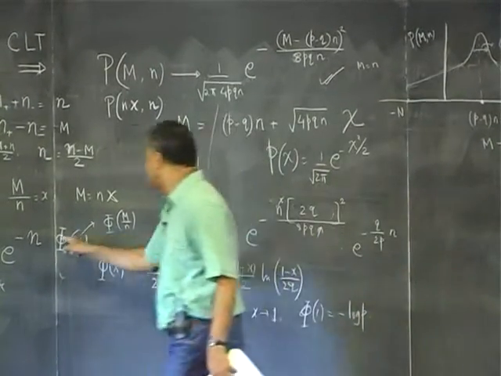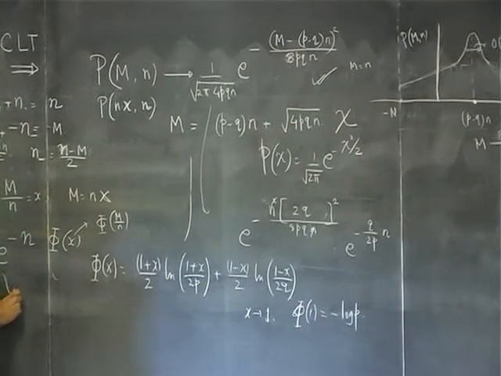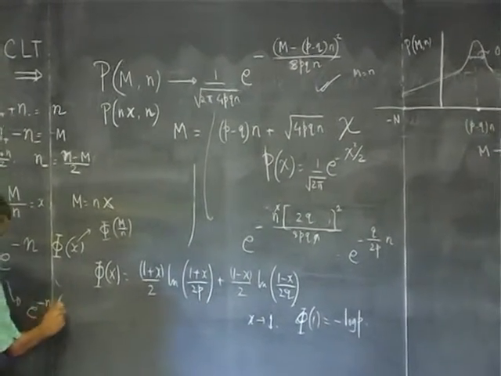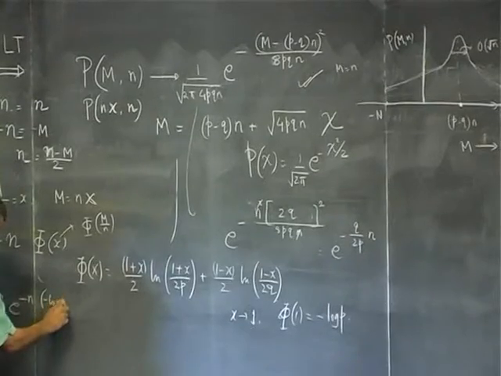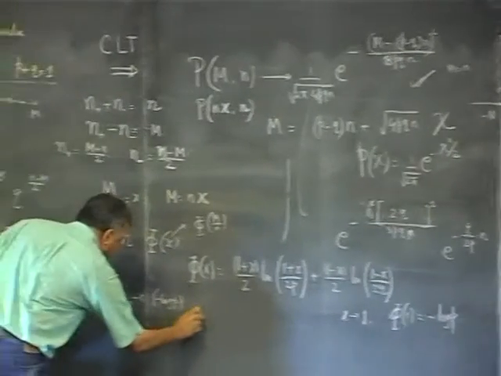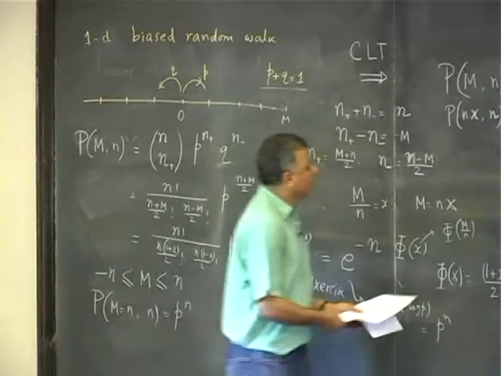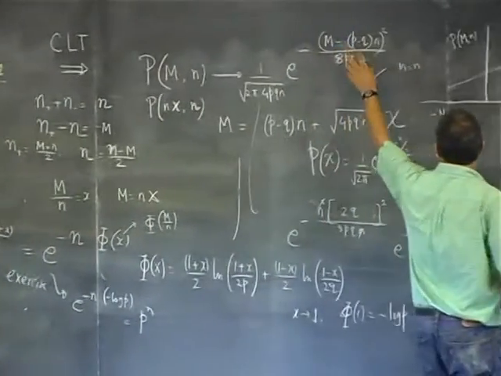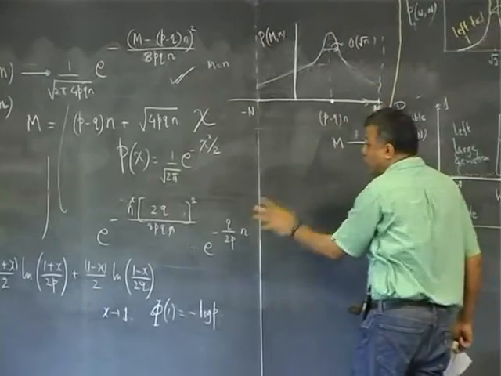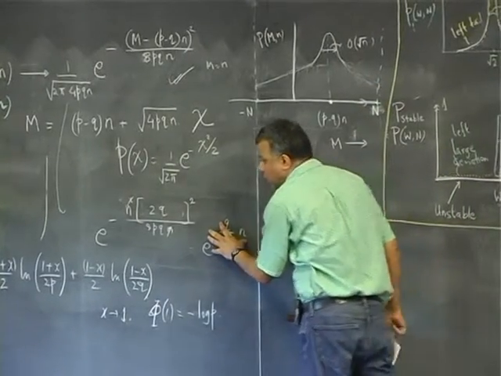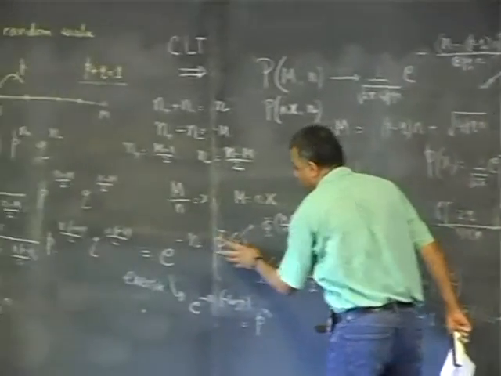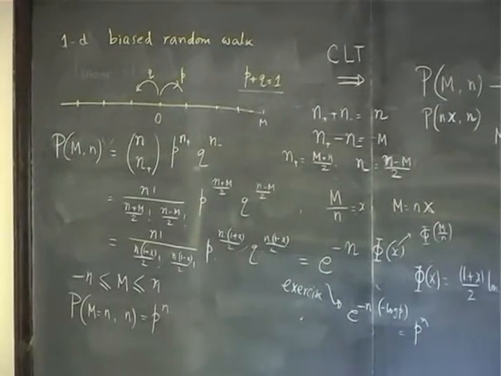So when you put minus log p here, you get e to the power minus n times minus log p, which is precisely p to the power n. And that's what you are expecting. Okay? So you see that if you extend the Gaussian form all the way up to there, you will be wrong because you get a wrong factor. But this large deviation functional form, you can extend over the full range, okay?